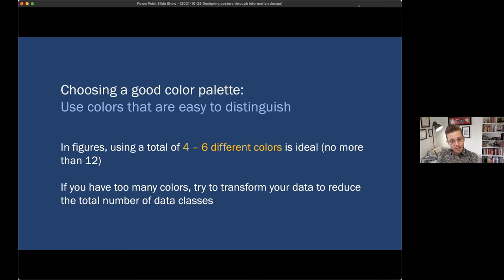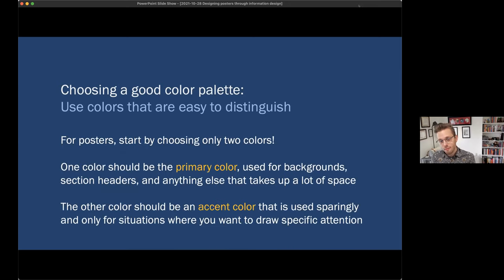If you have too many colors in a figure, it's best to try to transform your data to reduce the number of data classes so that you have to use a fewer number of colors. So in that case, it's a matter of deciding what exactly do you want to communicate through your data, and do you need to show all of the data, or can you show just a single slice of the data that allows you to leverage a simpler color palette?